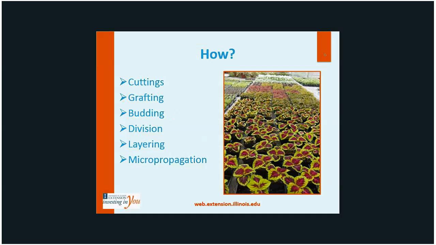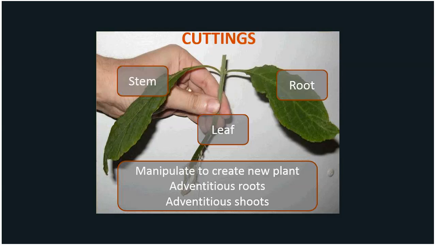So there's a variety of different propagation methods, and we're going to be having a look at the most general groups today, including cuttings, grafting, budding, which is another grafting method, division, layering, and micropropagation, or tissue culture. Now within each of these groups, there's still subcategories. There's endless different types of grafts, there's a few different budding methods, there's endless types of cuttings and layering.